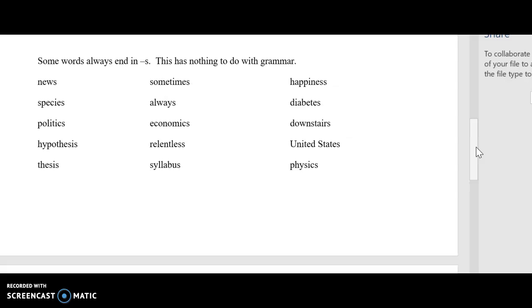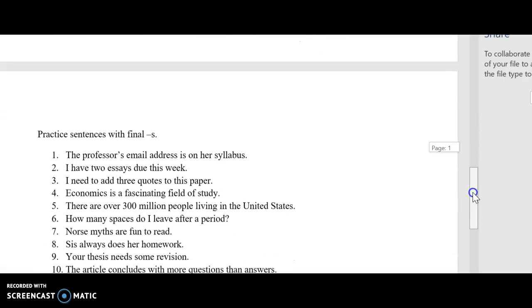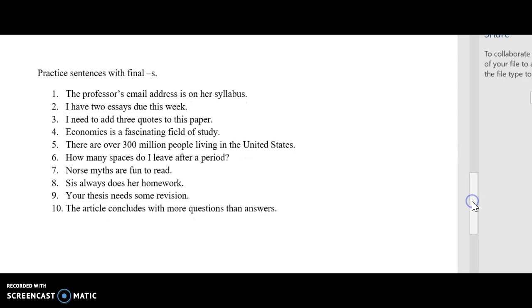News, species, politics, hypothesis, thesis, sometimes, always, economics, relentless, syllabus, happiness, diabetes, downstairs, United States, physics.